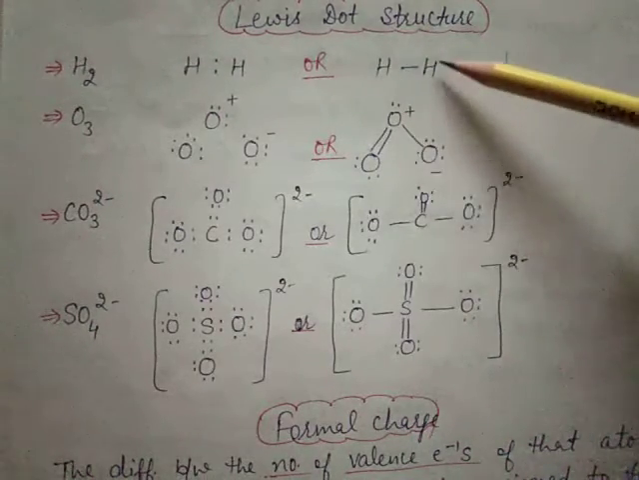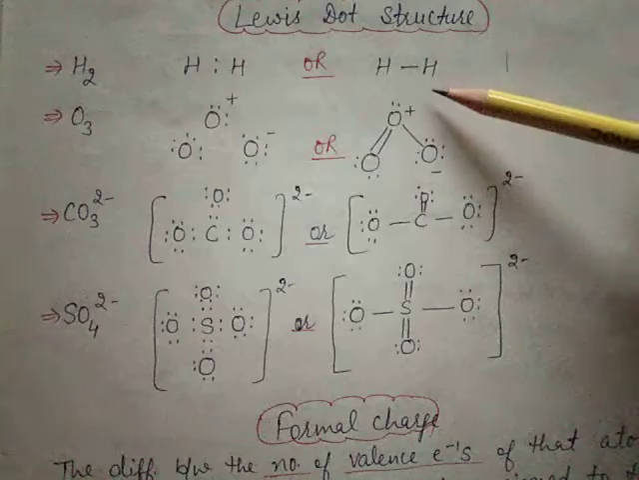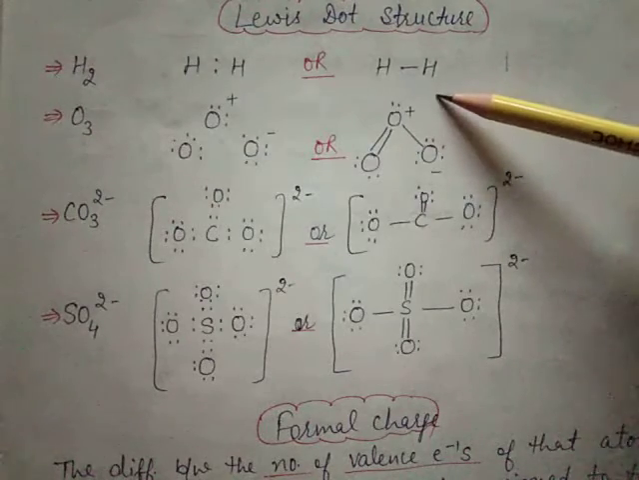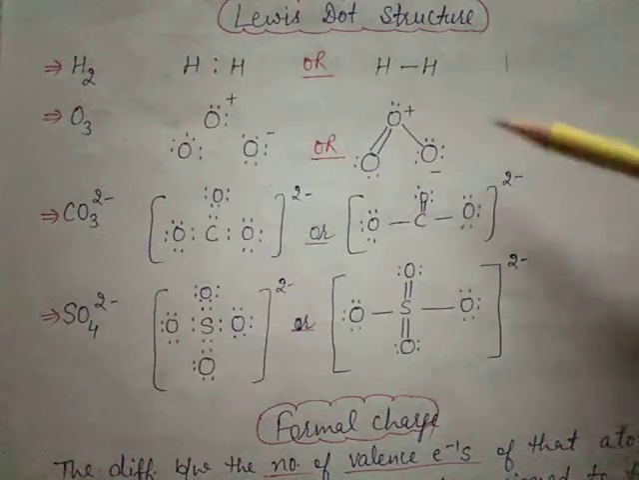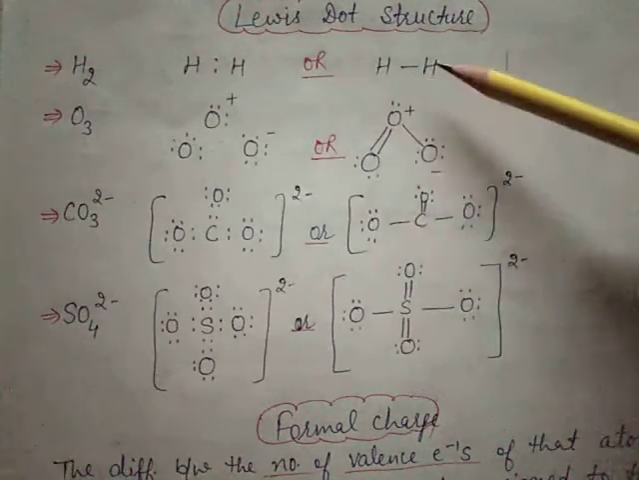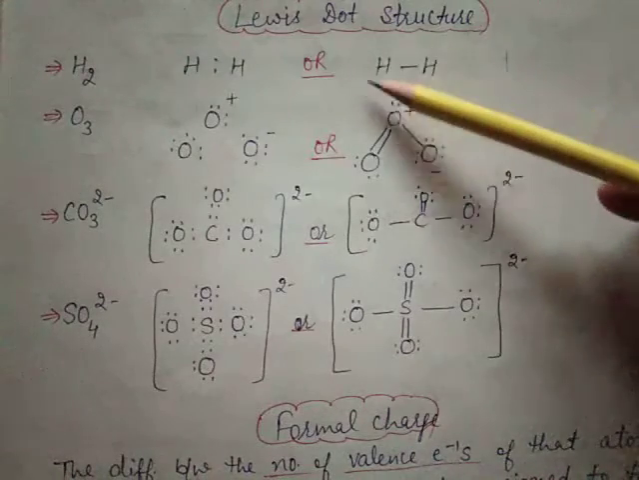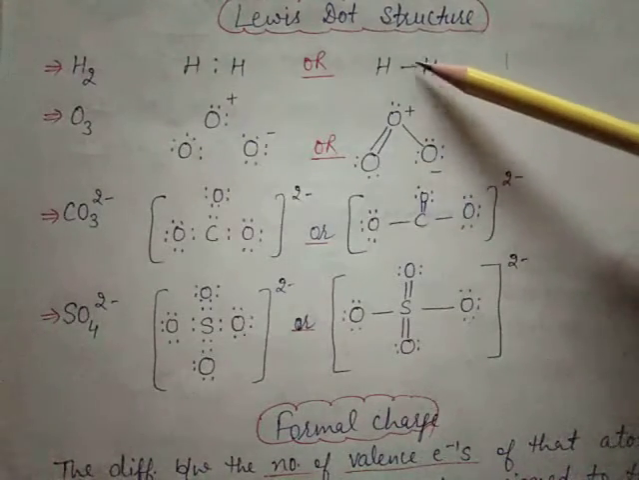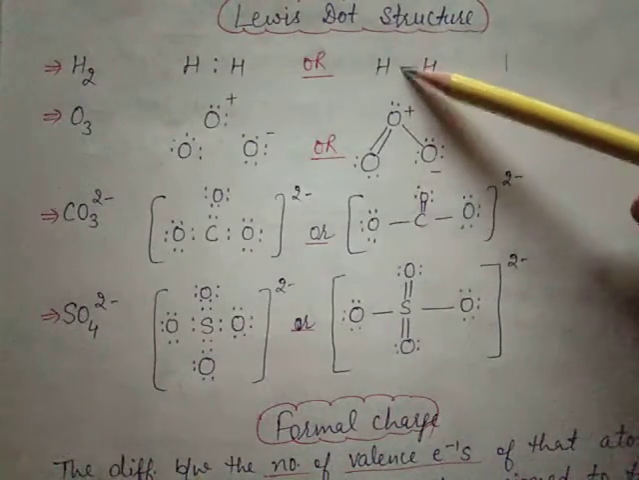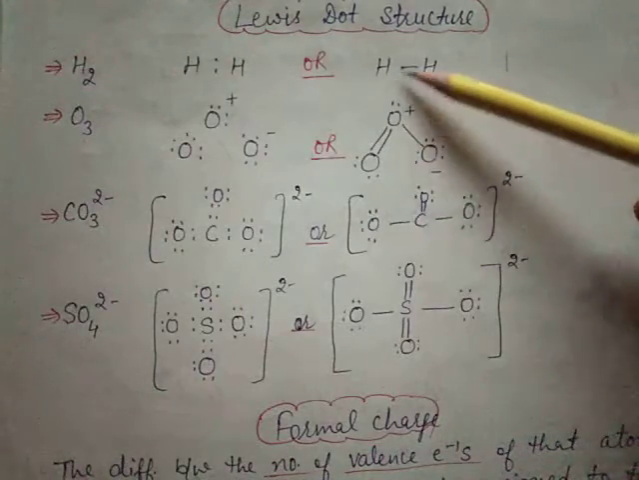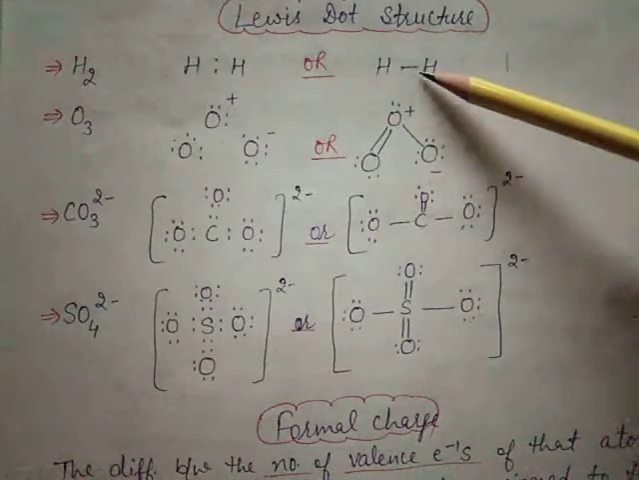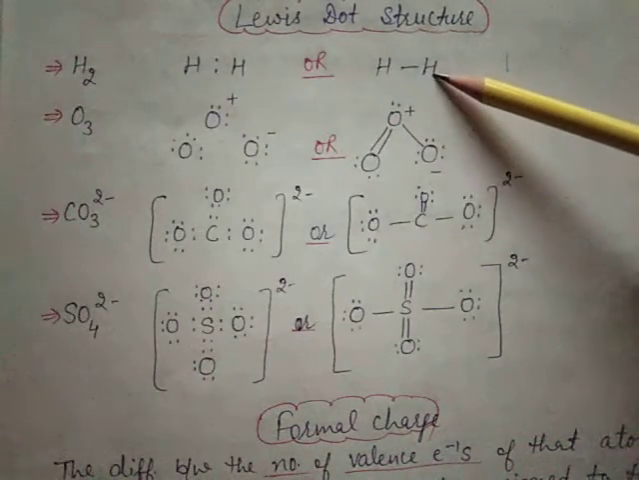Now complete the octet on the outside atom. In the case of hydrogen, only 1 electron is present here and 1 electron here, so it will form only 2 electrons, meaning a doublet form. So this structure is hydrogen single bond hydrogen.